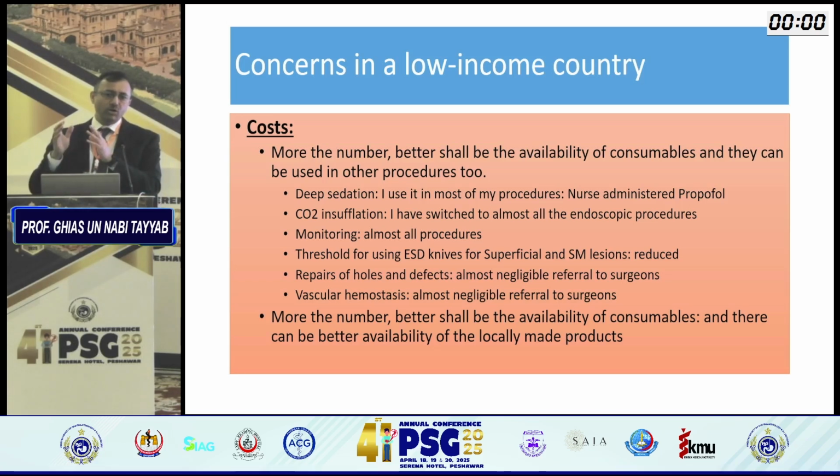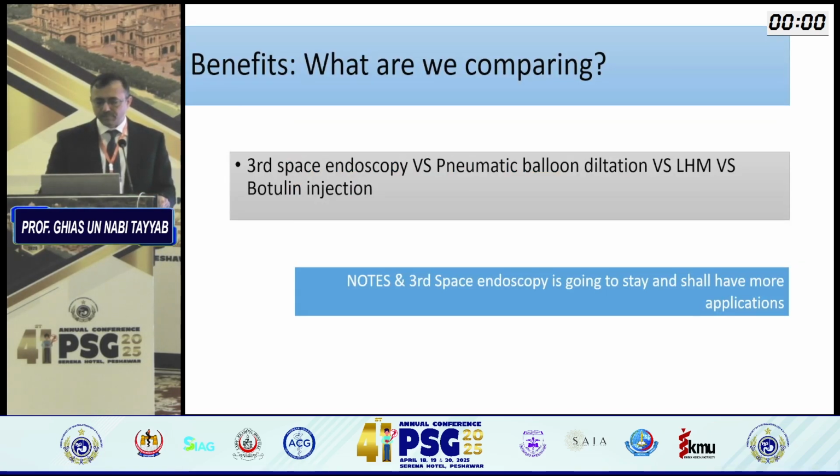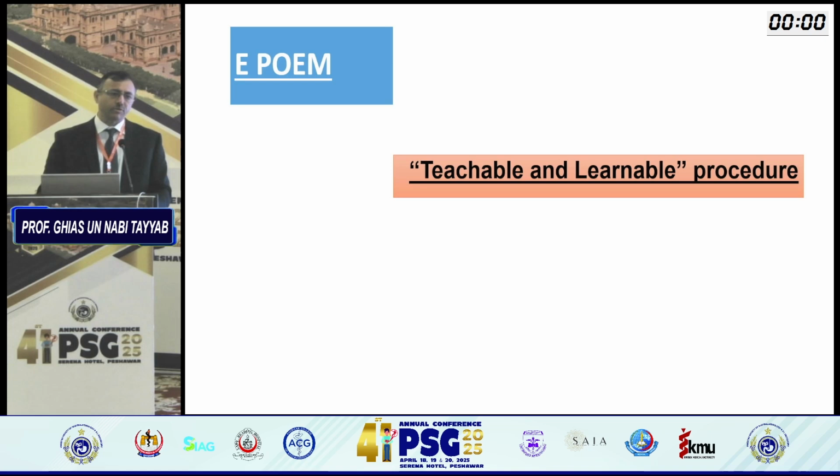So when we talk of the cost in a particular procedure and start comparing it with procedure X, that doesn't mean these costs are not going to help us in managing our patients better and in other spheres as well. The more the numbers, the better the availability of consumables. There can be better availability of locally made instruments. What are we comparing? Third space endoscopy with pneumatic balloon dilatation or laparoscopic Heller myotomy or botulinum injection? Obviously, third space endoscopy is going to stay and shall have more applications and is probably more beneficial for the patient. I've already said it's a teachable and learnable procedure.